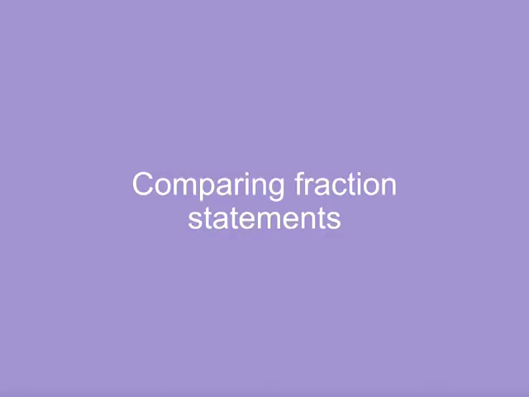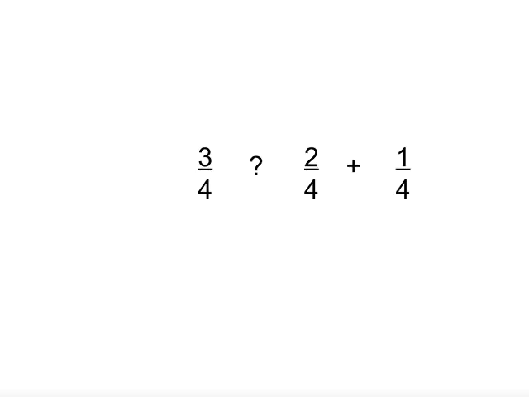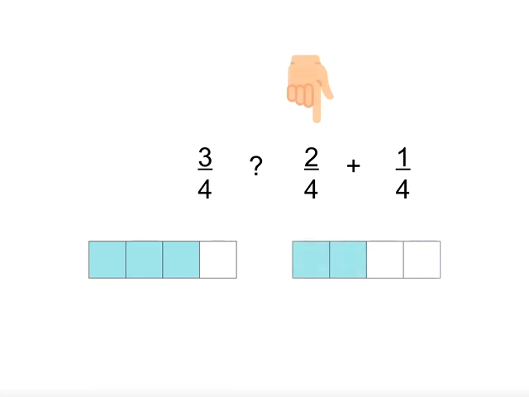Let's look at comparing fraction statements using our equality symbols. Here we have a statement. We need to know which symbol to put where the question mark is to make it true. We know that 3/4 looks like this, and 2/4 is like this. If we add one more quarter, we can see that both sides of the statement are equal, so we can put the equal symbol to make it true.